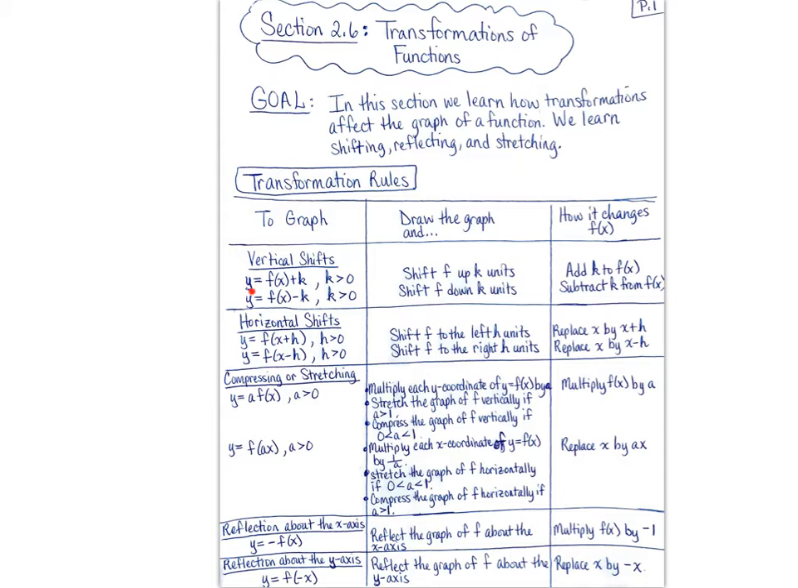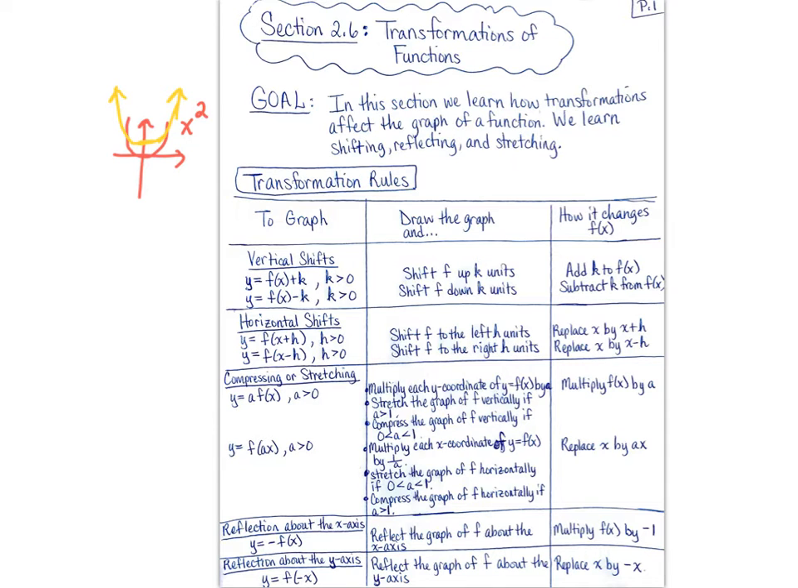Vertical shifts: we have y equals f of x plus k, where k is greater than 0. Let's take f of x to be x squared. Okay, we know our functions, right? Now what f of x plus k says is shift your function up k units. So we would move this graph up k units, and we'd have that.